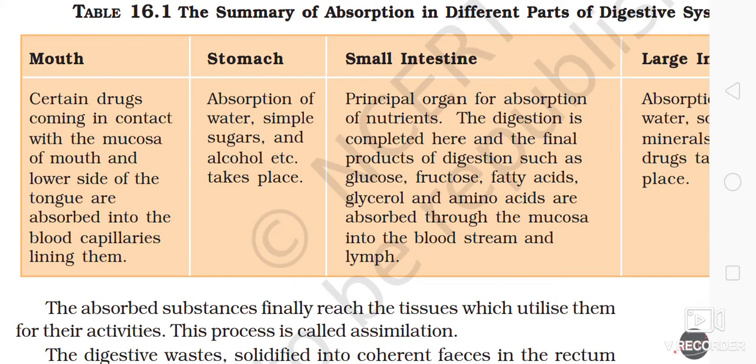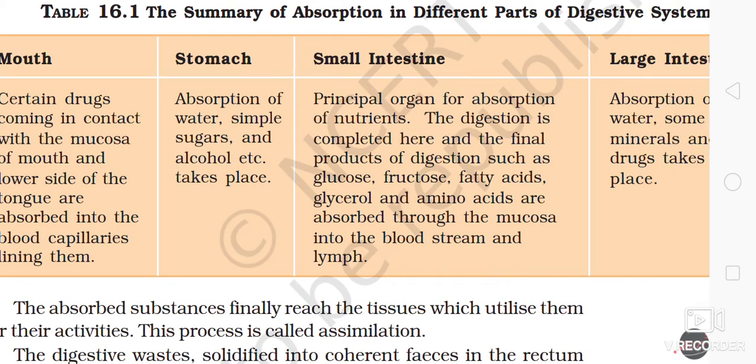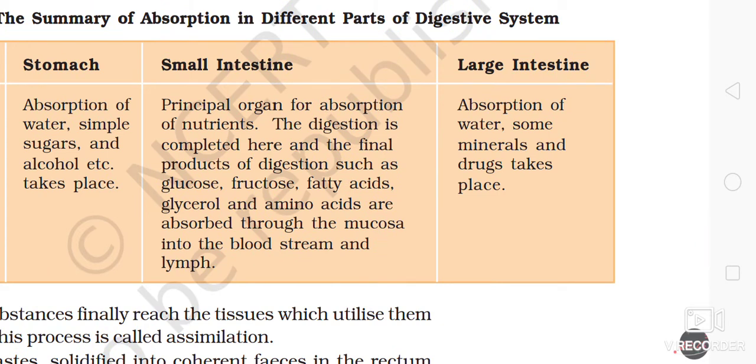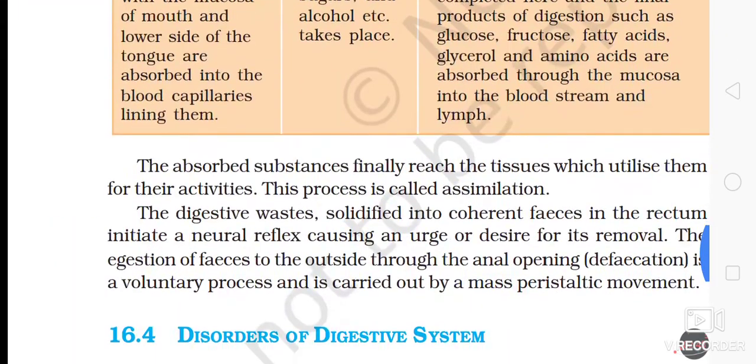Stomach. Absorption of water, simple sugars and alcohol etc. takes place. Small intestine, principal organ for absorption of nutrients. The digestion is completed here and the final products of digestion such as glucose, fructose, fatty acids, glycerol and amino acids are absorbed through the mucosa into the bloodstream and lymph. Large intestine, absorption of water, some minerals and drugs takes place.